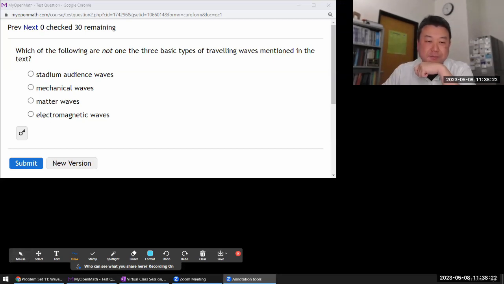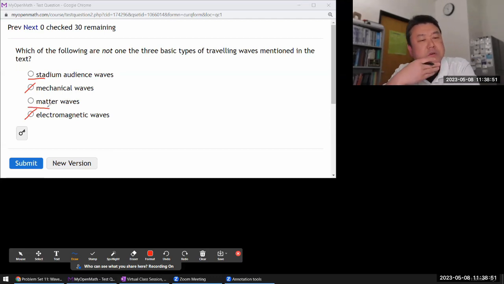I feel like they probably would have mentioned electromagnetic waves. That's such a common classic example that they would have mentioned it. So let me do a process of elimination. So this is not the answer. Mechanical waves, they probably mentioned it, like sound waves, whatever. So I'm choosing between these two, stadium audience waves or matter waves. That's such a difficult choice.